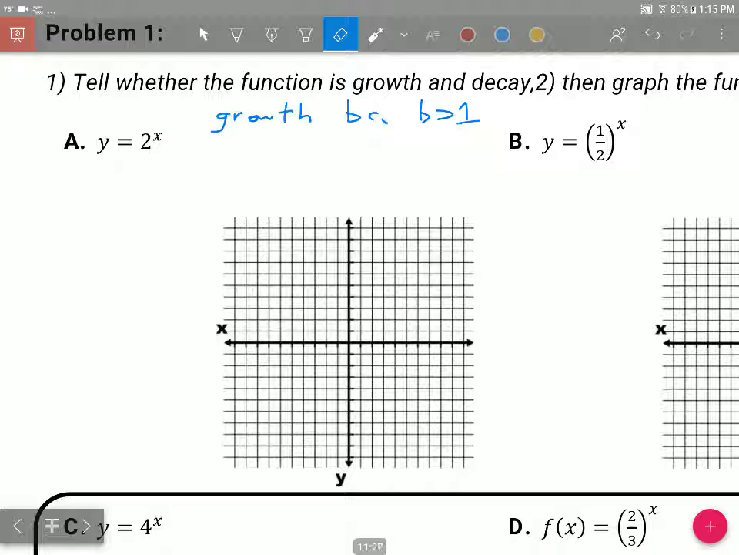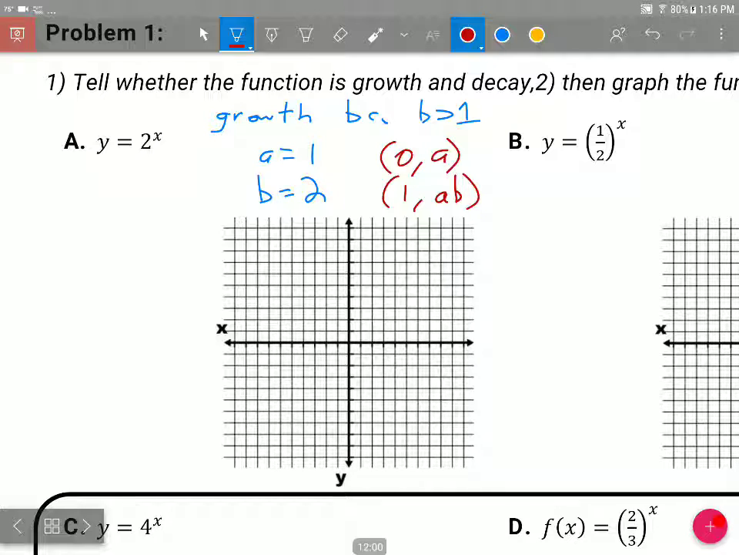All right. So in this case, we'll talk about your A value, your B value. We already said your B value is what? 2. In this case, what's your A value? What's being multiplied out here? 1. That's why it's not written. So you automatically know, remember, when x is 0, y is A. When x is 1, y is A times B. Those are the two you already know. You don't have to calculate anything, really.